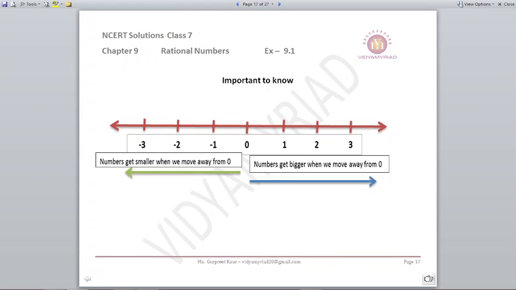Next very important thing you need to know, that in a number line you have numbers 0, 1, 2, 3 on your right hand side, and on your left hand side you have minus 1, minus 2, minus 3. Now if I look at my right hand side, as far away as you go from 0, that number will be the bigger number. But if I go on my left hand side, the negative numbers, as I move away from 0, that number will get smaller. So my left hand side becomes smaller, my right hand side becomes bigger.